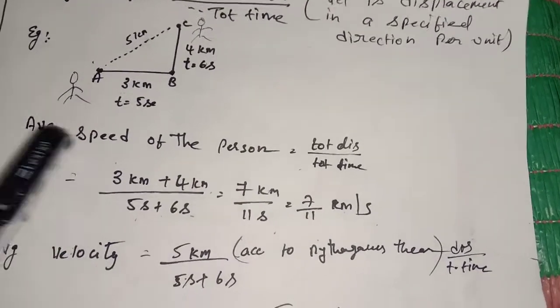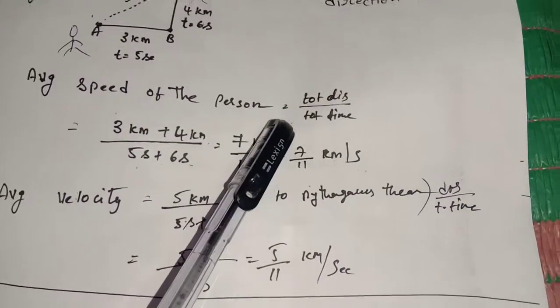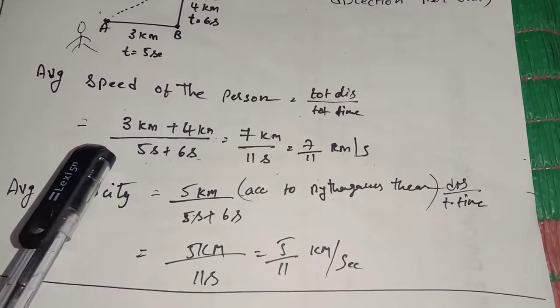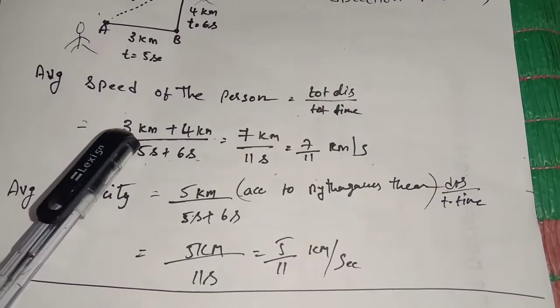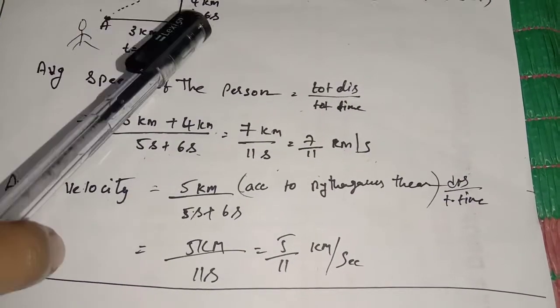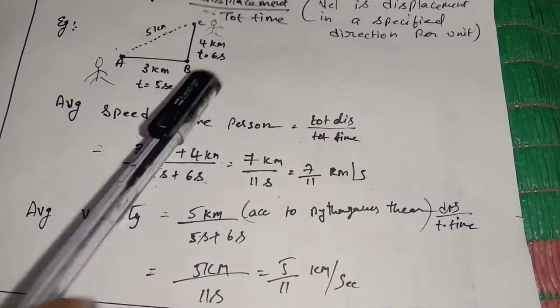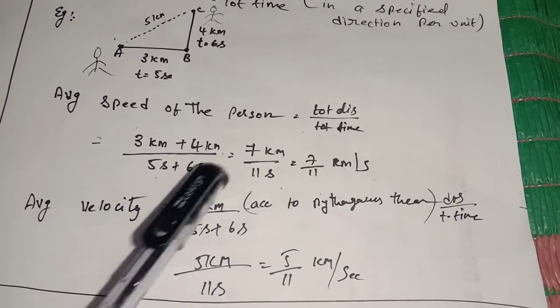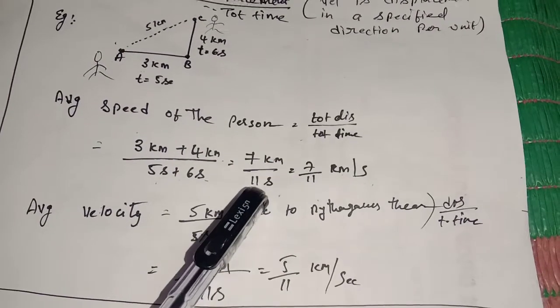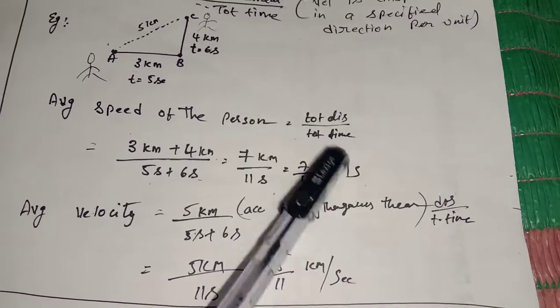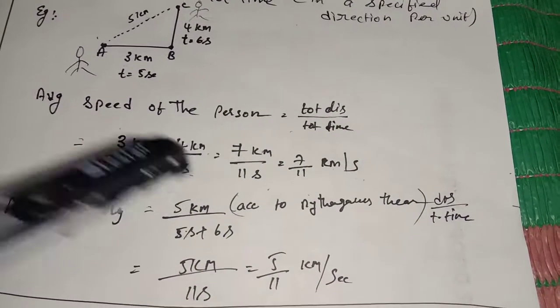Here the average speed of the person is equal to total distance by total time. The distance from A to B is 3 kilometers and B to C is 4 kilometers. The time is 5 seconds and 6 seconds. So you will get 7 kilometers by 11 seconds, that is 7 by 11 kilometers per second. Okay, is it clear?